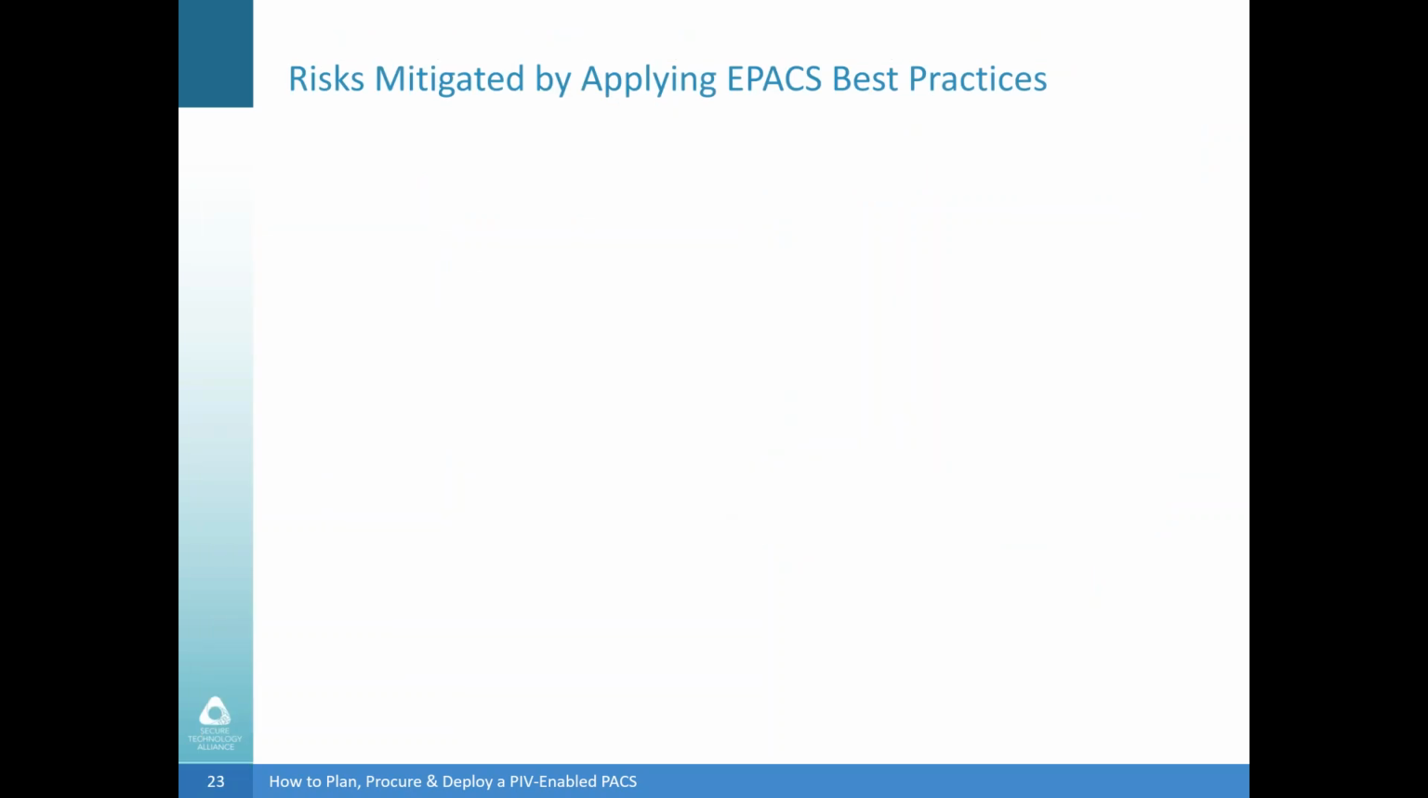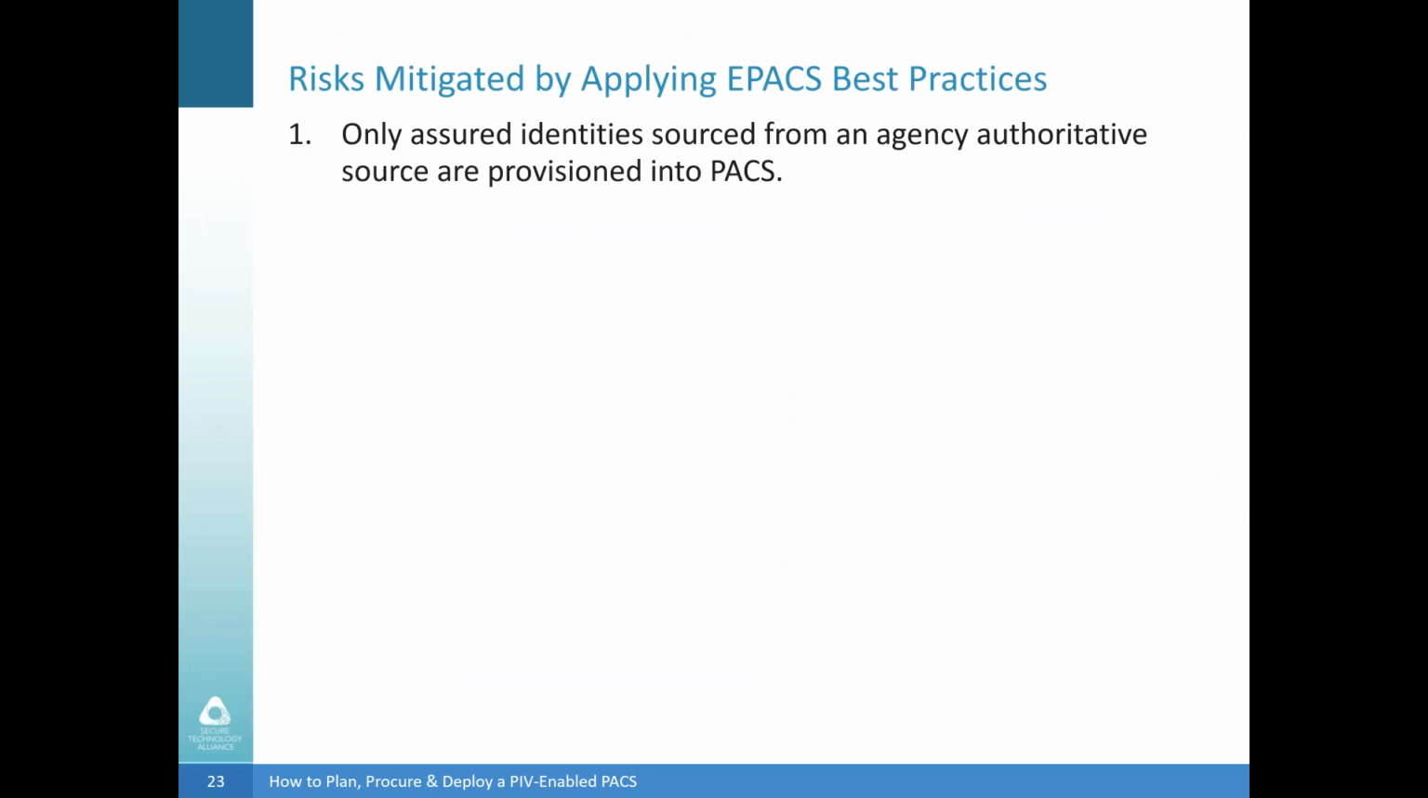So if we look at security and risk mitigated by an enterprise PACS, again, only assured identities that are sourced from an authoritative source are going to get provisioned in the PACS. When you manually enroll cards, they may or may not be at that agency, but if you're connected to the agency's HR system and their own PIV card database, for instance, you're going to make sure that only the assured identities from that agency or that department are provisioned into PACS.